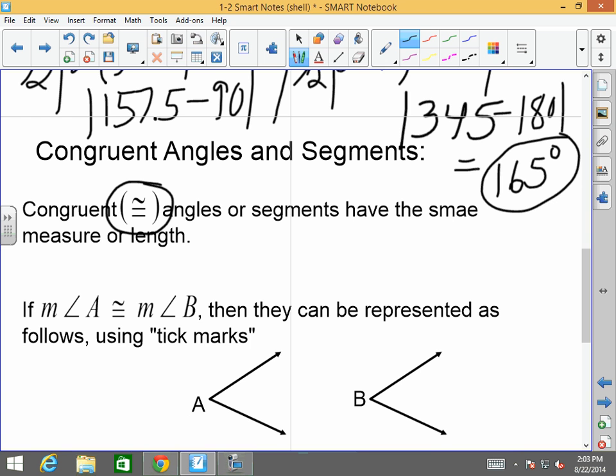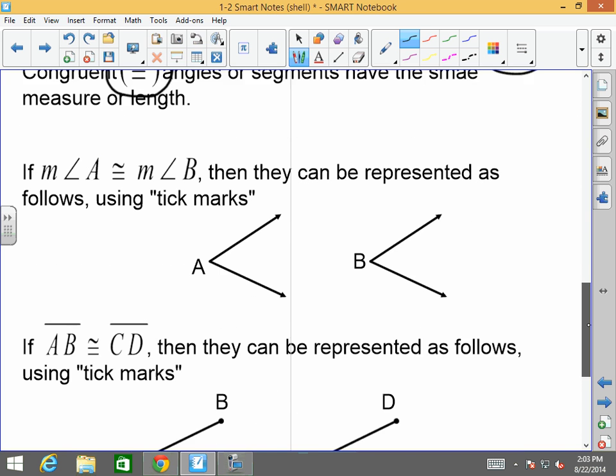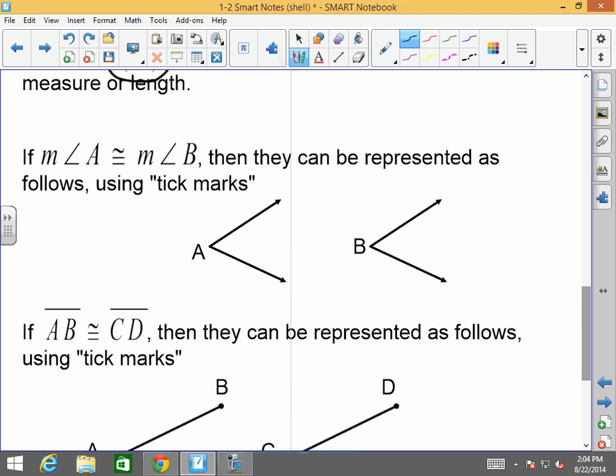So if, for example, I tell you that the measure, by the way, let me explain that. See this little M here in front? That represents the measure of an angle. That little M just represents the measure of angle A. This little M over here represents the measure of angle B. So if I tell you that the measure of angle A is congruent to the measure of angle B, then they can be represented as follows using tick marks.